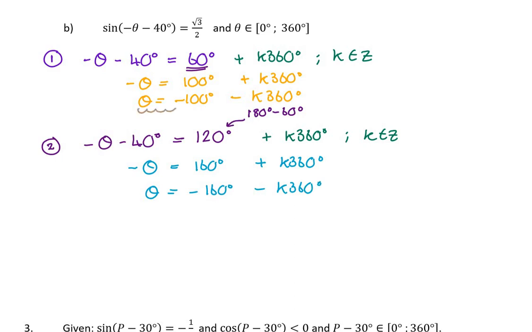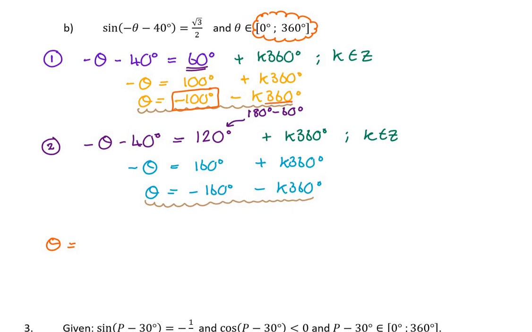So technically I have two solutions. It's minus 100 and minus 160. Now that would be the general solution. This specific question asks us to not list the general solution, but those which fall into 0 degrees to 360. So let's have a look. Does minus 100 classify? And the answer is no, because it's less than 0.